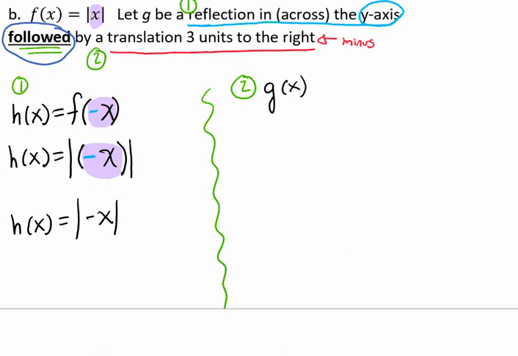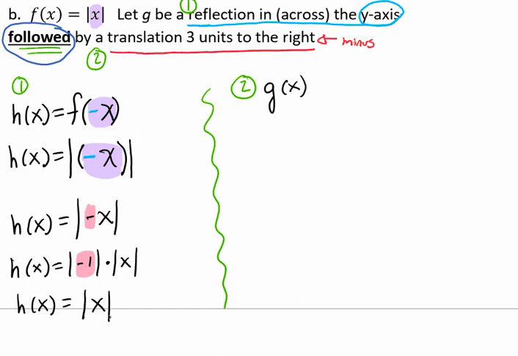And so now, because we're dealing with absolute value functions and our leading coefficient is a negative, we actually want to factor out a -1, which gives us h of x equals the absolute value of -1, remember we factored out that -1, times the absolute value of x. Now the absolute value of -1 is 1, which means that we're going to be left with h of x equaling the absolute value of x. So now we can do our followed by. We can do our part 2.